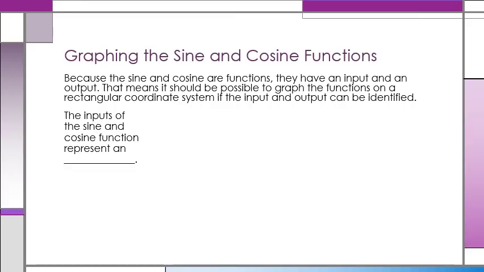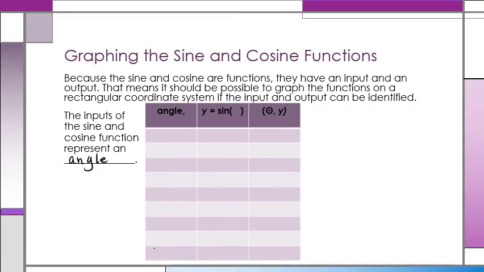So let's think about this. The inputs of the sine and the cosine function represent an angle, and the thing that we've been inputting has been an angle. Sometimes that angle has been theta, sometimes that angle has been t. It can really be represented by any variable. So in this table of values, we should be able to input some angles, have the output be our y value, and then finally write the ordered pair.